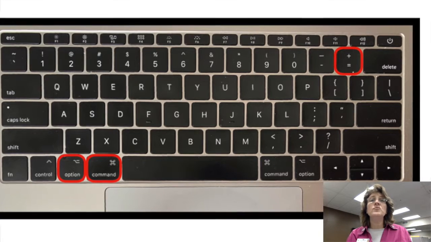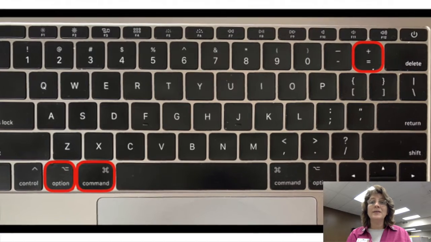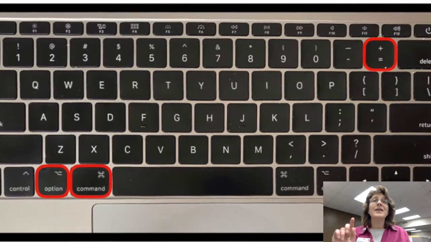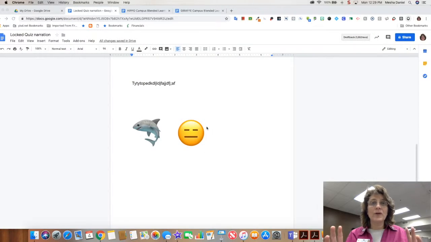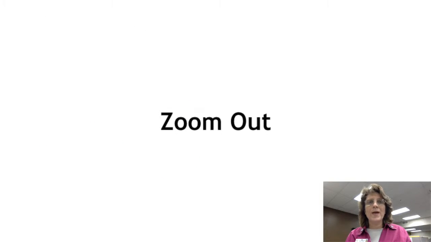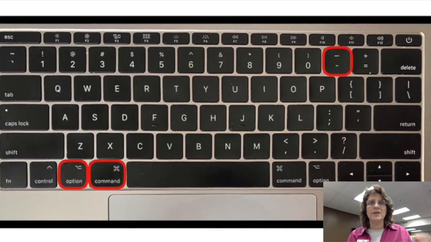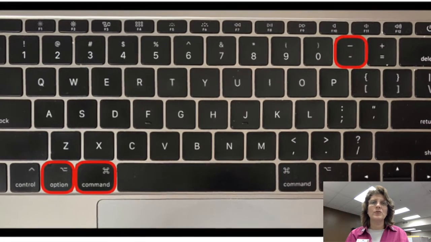Zooming in. I love zooming in. To zoom in on a particular part of the screen, hold down the command, the option, and the plus sign, and that will make the screen get bigger. You keep holding it, keep pushing it down, and it'll get bigger and bigger and bigger. To zoom out, it's option, command, minus sign. Same effect. It'll start to get smaller and smaller and smaller.